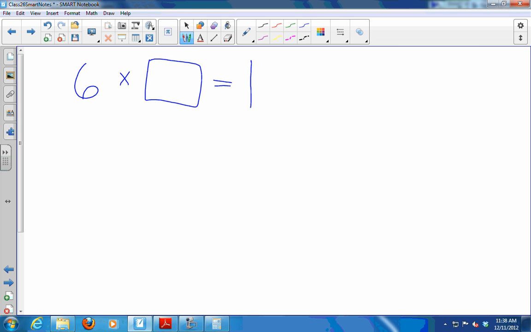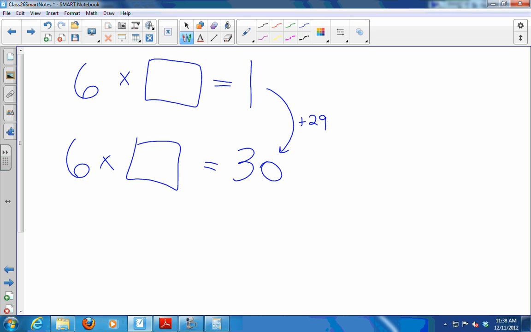Why 5? Aha, yes, that's a good way to think of it. Another way would be, well, there isn't really one that gives me 1, but there is one that would give me 30, right? Because I'm working in mod 29, I can always add 29 to any number, and it's the same number, because it loops. So is there a number I can multiply 6 by to make 30? 5. So 5 is my multiplicative inverse of 6 in mod 29.